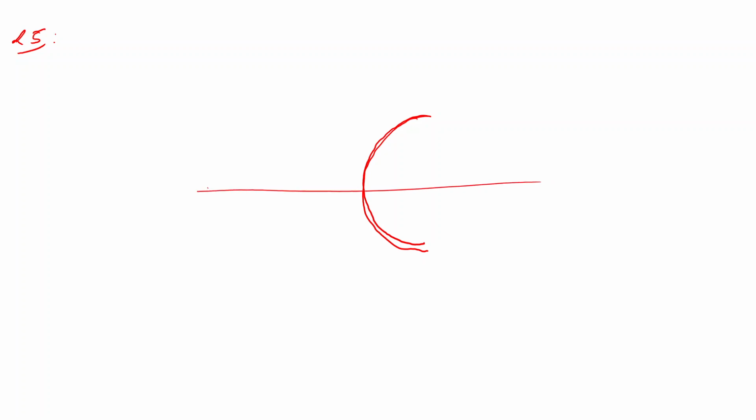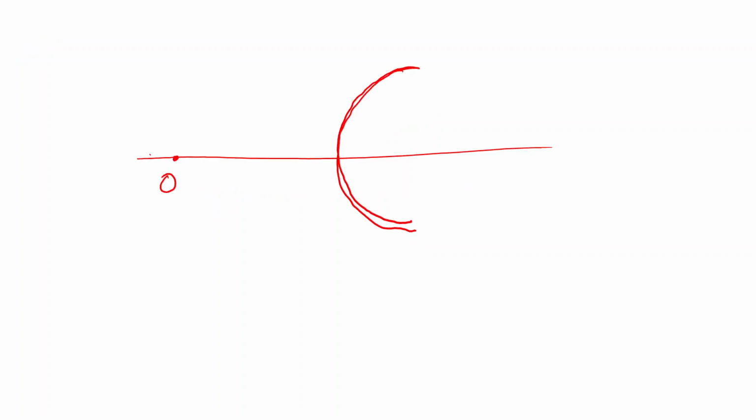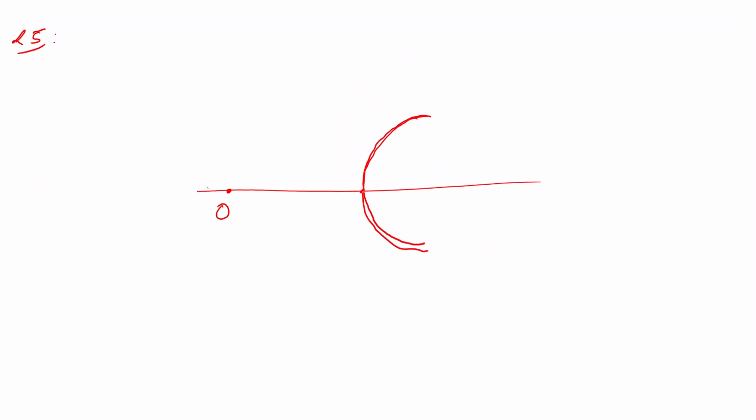If I have a point object at O, the nearest point between the point object and the mirror is the vertex, which we will call V. A ray that is going straight from O to V is reflected right back along the same direction. If I extend it behind the mirror, it's just a straight line.